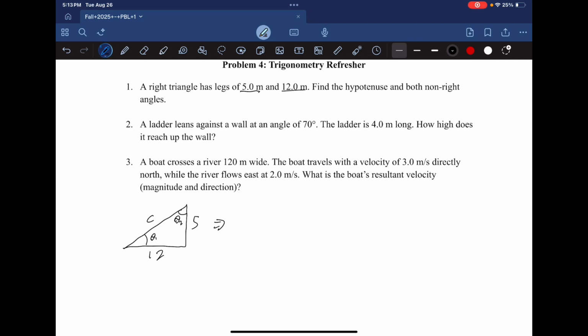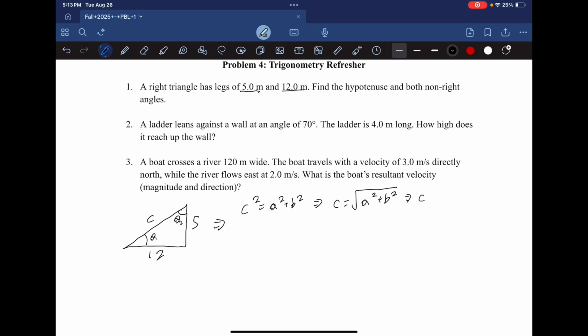So in this case, we have to use the Pythagorean theorem, which is that c squared equals a squared plus b squared, with a and b being the two legs of the triangle. This can be simplified to say that c equals the square root of a squared plus b squared.